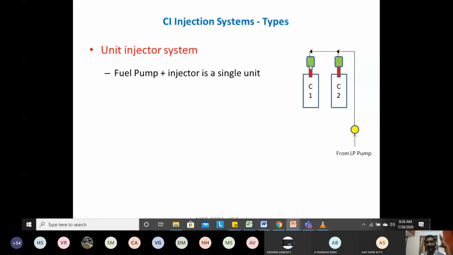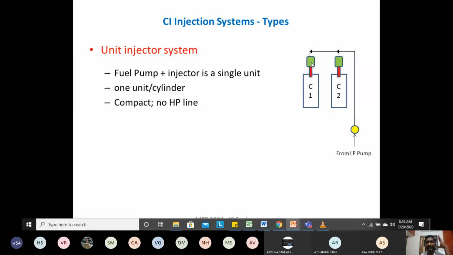For every cylinder, you will find a separate pump and injector, but these two are available as a single unit. So there will be one unit per cylinder, and this is very compact. And here there is no high pressure line, because in the earlier case, after the high pressure pump, there was a pipeline which connects to the fuel injector. Now both are placed together, so there is no high pressure line.